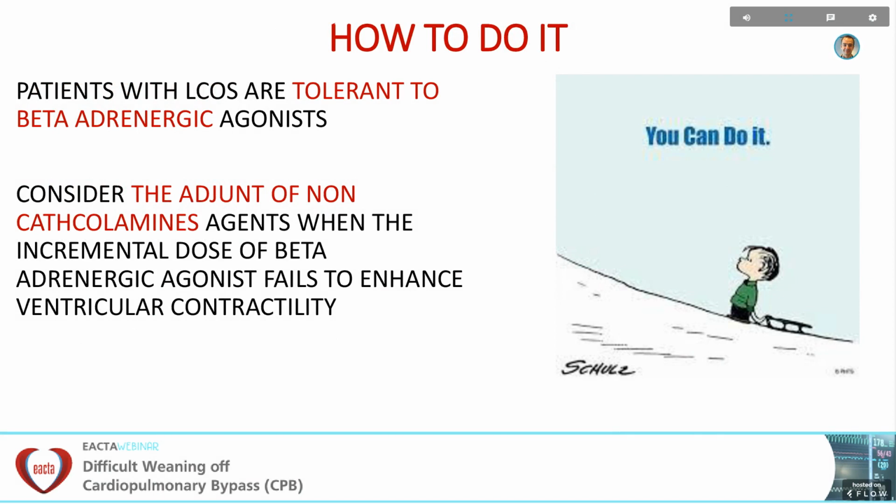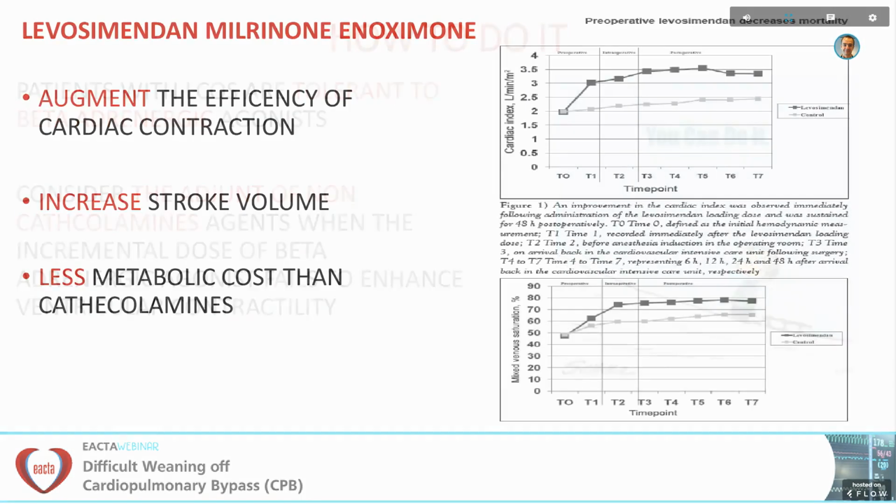So how to choose the right inotrope in low cardiac output syndrome? We have to be aware that patients with low cardiac output syndrome are tolerant to beta adrenergic agonists. So we need to start thinking about the adjunct of non-catecholamine agents when incremental doses of beta adrenergic agonists fail to enhance ventricular contractility.